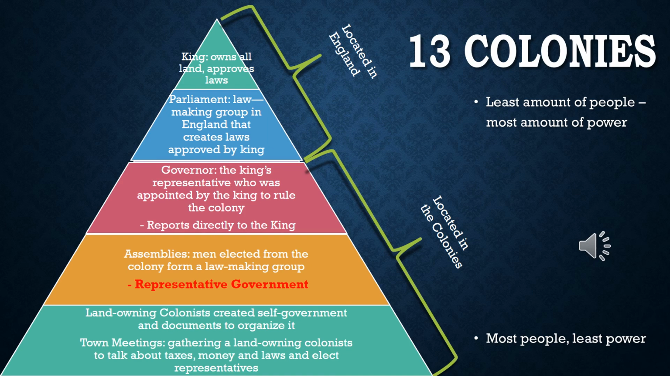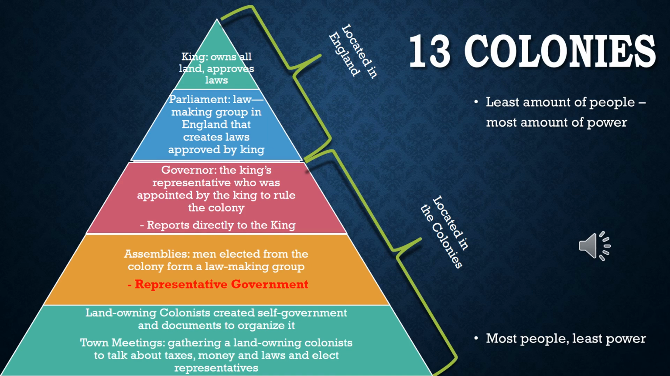Now at the bottom, you see the most people we have are added in, the least power. So more and more people are being allowed to be representatives, not just the high class, but maybe common people. This is the land-owning colonists. They're creating the self-government and documents to organize it. Now town meetings, which is the gathering of the land-owning colonists, talking about what money is going to look like, what the laws are going to look like, who's going to represent us. So the more people, they have the least power. So you're working more as a unit, not so much as one individual against another.